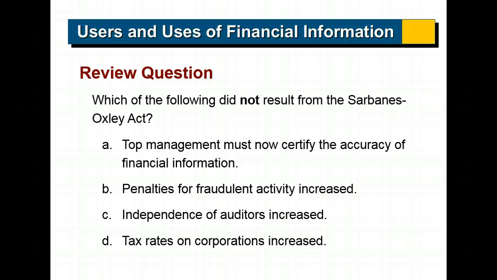Now, here's a review question let's look at. Which of the following did not result from the Sarbanes-Oxley Act? Top management must now certify the accuracy of financial information. Penalties for fraudulent activity increased. Independence of auditors increased. All those three, A, B, and C, have happened as a result of SOX. Which did not result from SOX? Tax rates on corporations increased. On the contrary, corporate taxes are the lowest they've been in the past 50 years in this current climate.